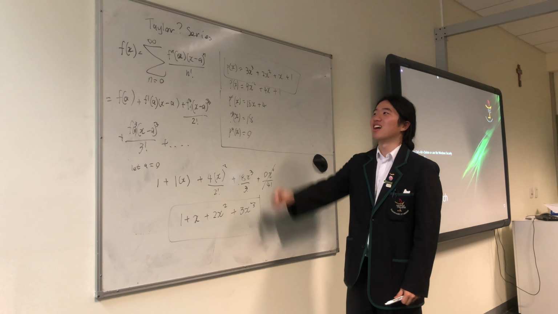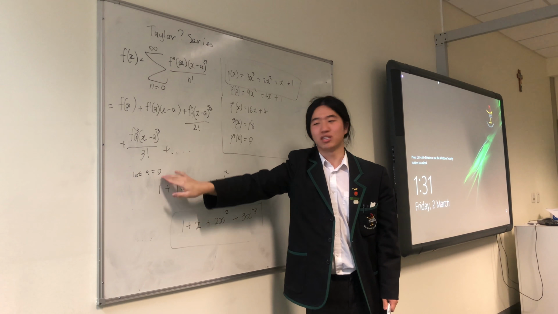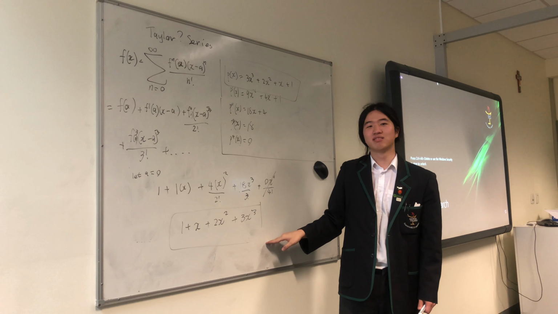So what this is saying is that when you're trying to approximate a polynomial at any given point, you end up with the polynomial itself.